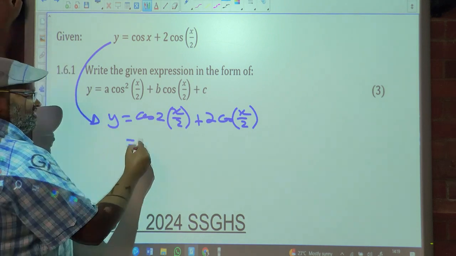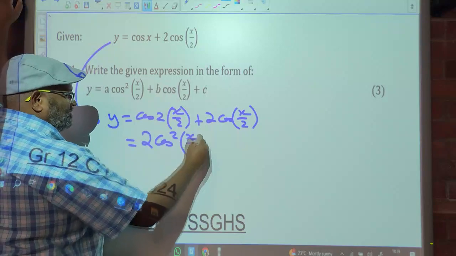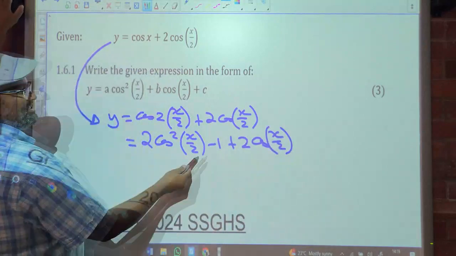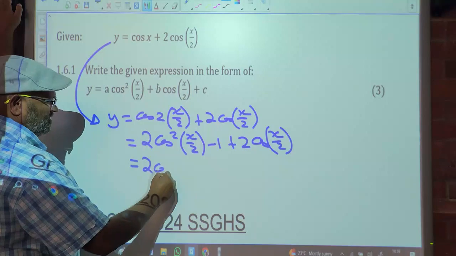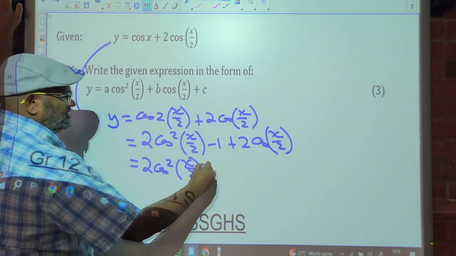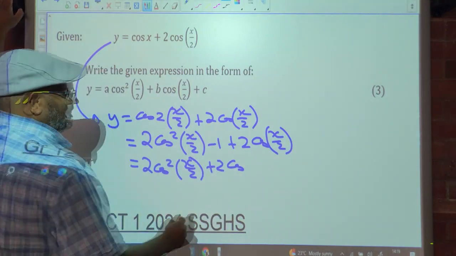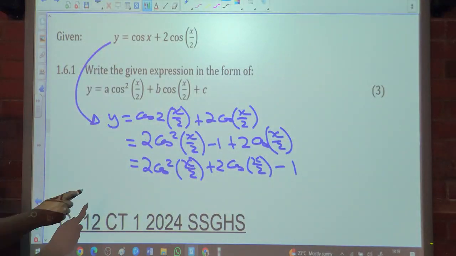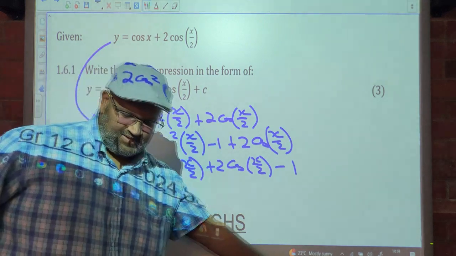Alright, so let's go. We're going to get 2 cos squared x over 2 minus 1 plus 2 cos x over 2. But isn't that the format they wanted? No. So it will be 2 cos squared x over 2 plus 2 cos x over 2 minus 1. And there it is now in the trinomial format. Okay, do you understand? Yeah.